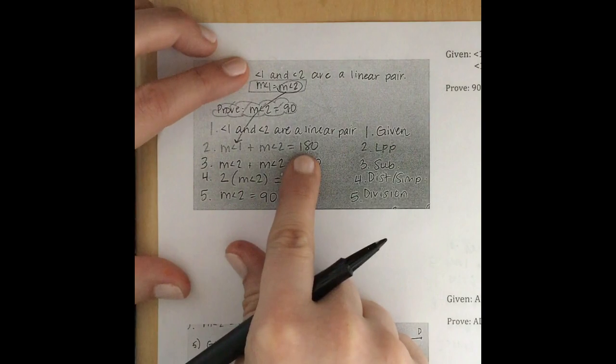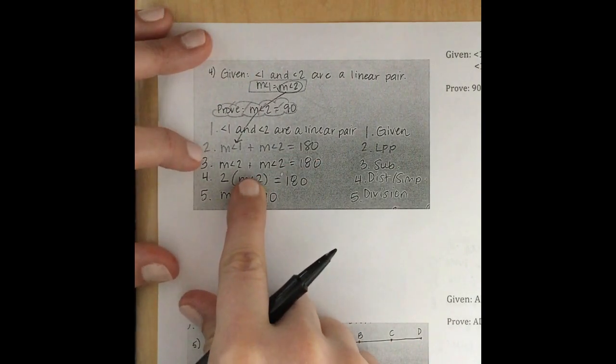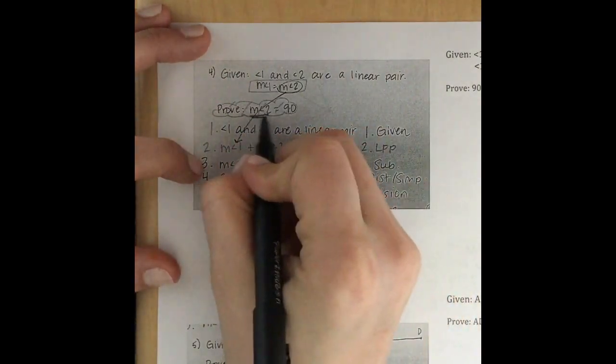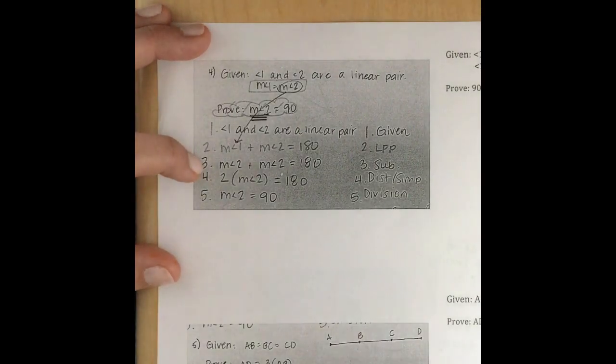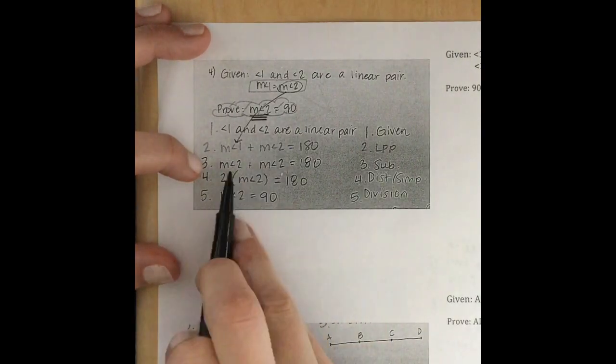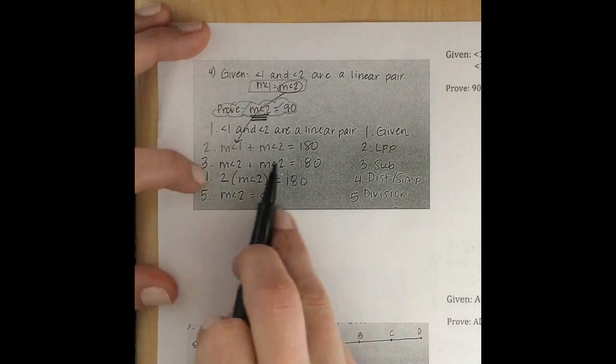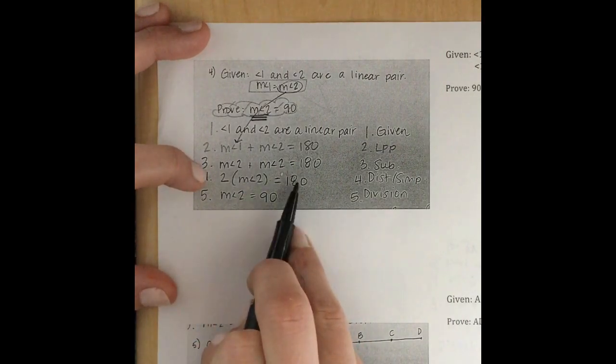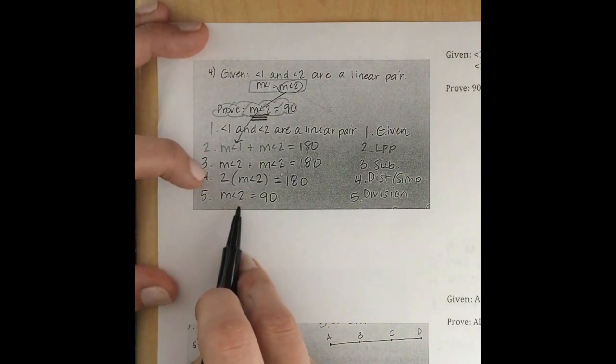angle 1 plus angle 2 equals 180. We substitute because we want to end up with only the measure of angle 2 left at the end. We want to get rid of the ones. So I put the measure of angle 2 plus the measure of angle 2 equals 180, which gives me 2 times the measure of angle 2 equals 180. Then I divide and I get the measure of angle 2 equals 90.